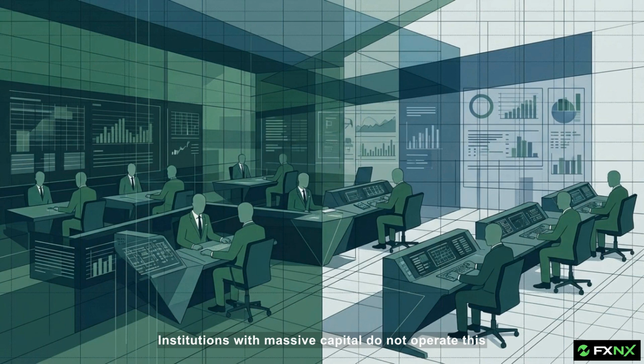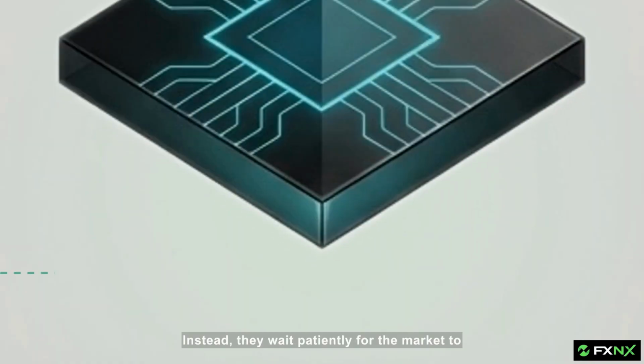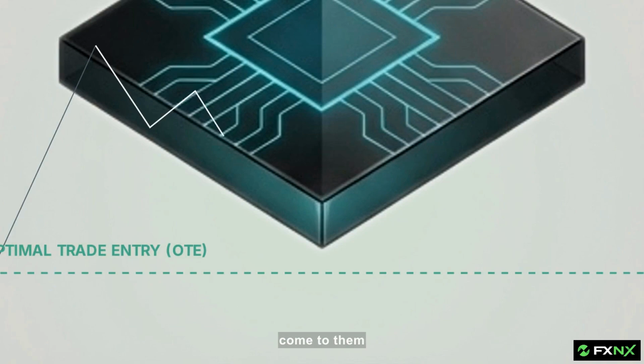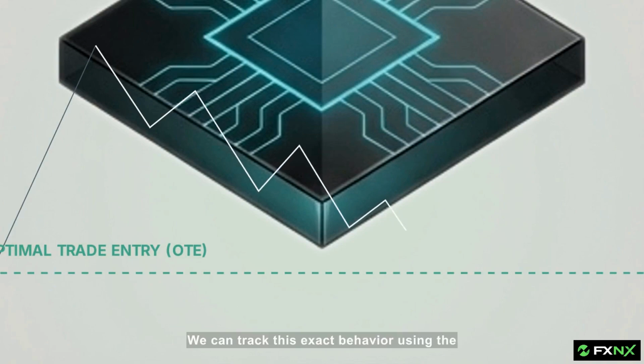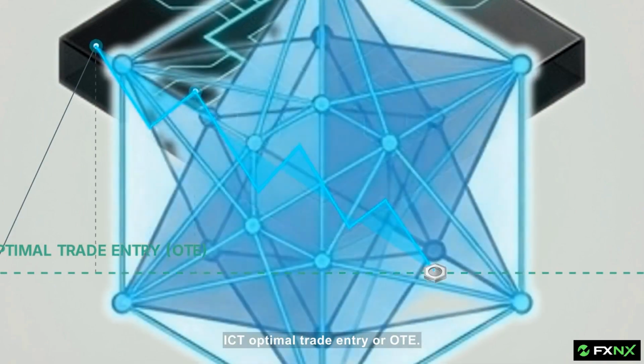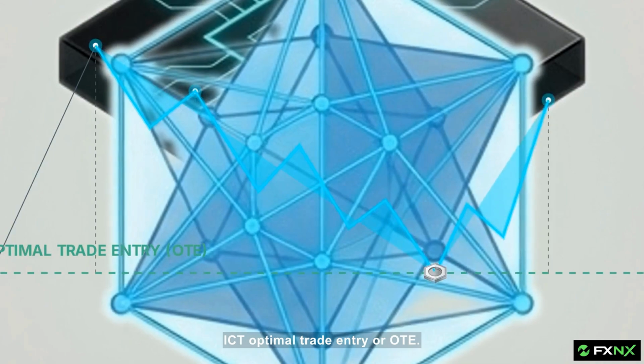Institutions with massive capital do not operate this way. They refuse to chase price. Instead, they wait patiently for the market to come to them and offer a sale. We can track this exact behavior using the ICT Optimal Trade Entry, or OTE.